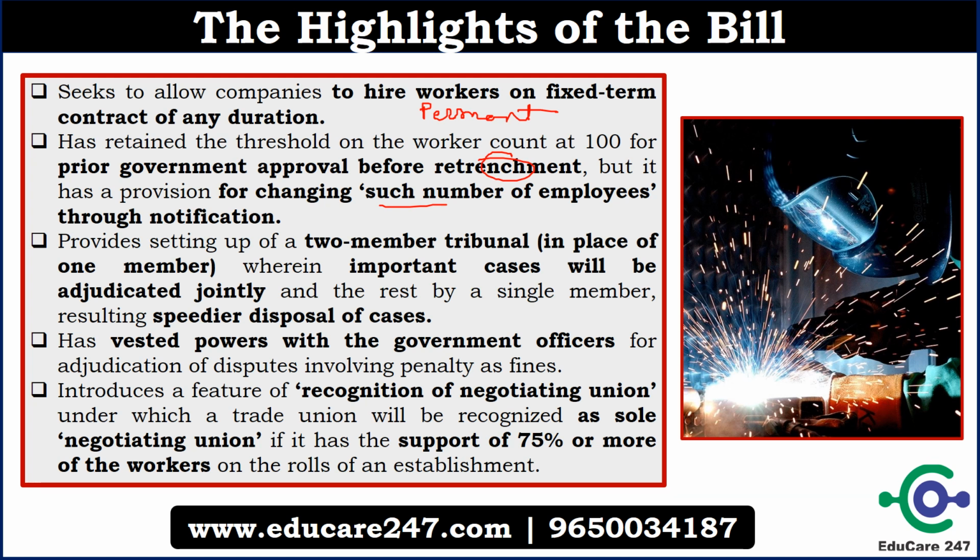It introduces a feature of recognition of a negotiating union. So if any union has 75% of worker support, it will be treated as the negotiating union. So this is a very important point, because in a company many unions are active, and basically it's very confusing for the management which is the negotiating union. So if any union has 70% support, that will be called the negotiating union. This is a very important point.